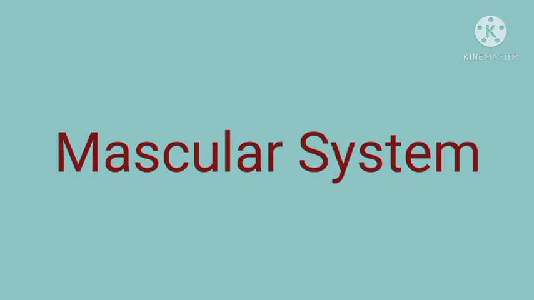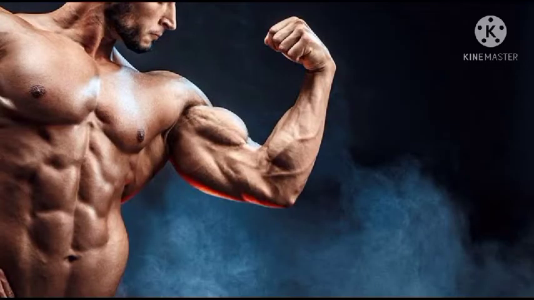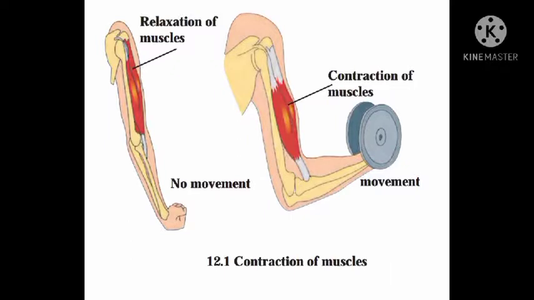To experience it, we have to perform an activity. Close your fist tightly, bend your arm at the elbow, and touch it with your other hand. You will feel hardness in the upper part of your arm, and this hardened part is the muscle. As I told you, our body is made up of 600 muscles, and these muscles contract and relax to perform different work. These muscles also give specific shape and posture to our body.